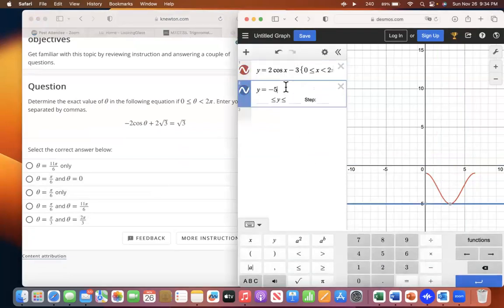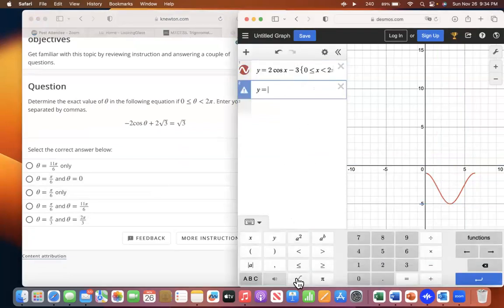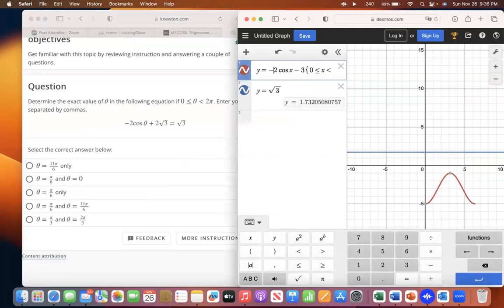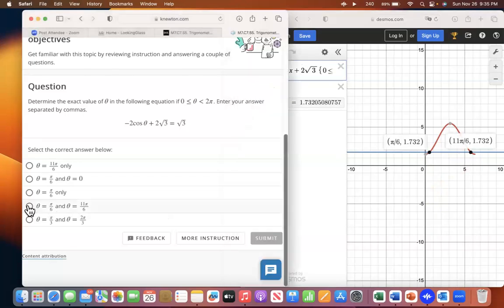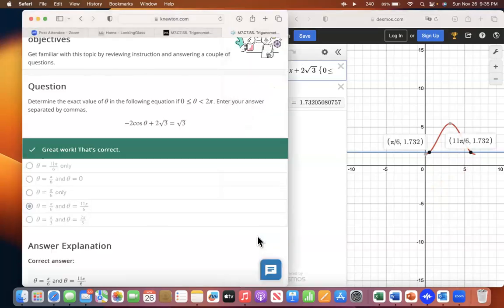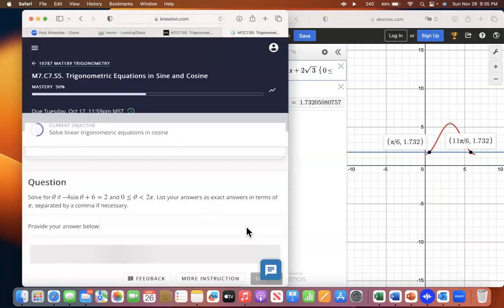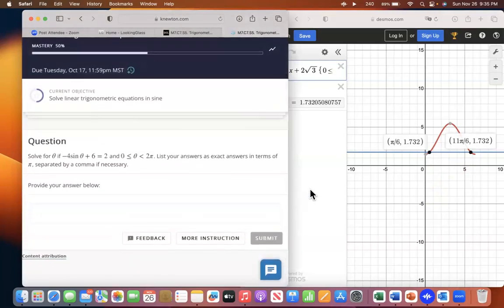Square root of 3 plus 2 square root of 3. Pi over 6 and 11 pi over 6.